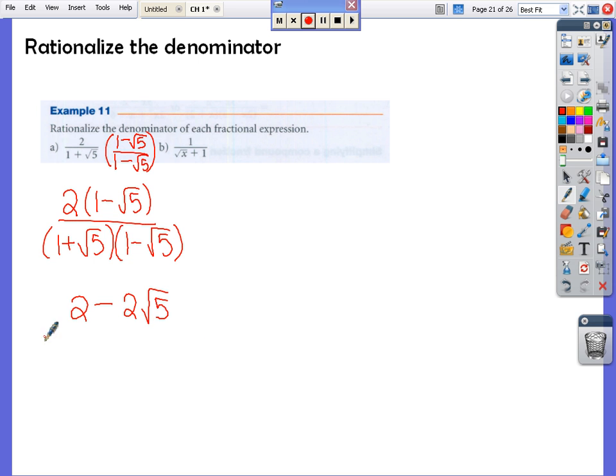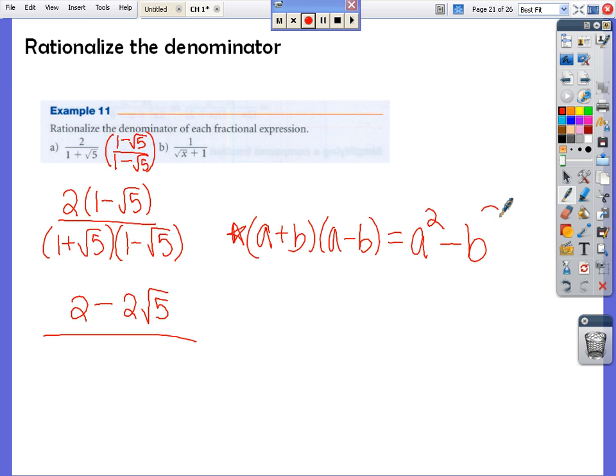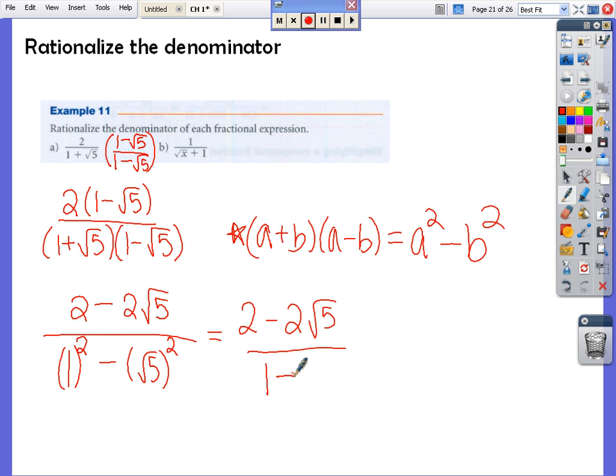The denominator, you're going to FOIL, but remember that that is now in the form of a plus b, a minus b, which means that you can just write it as a squared minus b squared. So I'm going to write it as 1 squared minus root 5, whole thing squared. And we get 2 minus 2 root 5 over 1 minus 5. We get 2 minus 2 root 5 over negative 4.